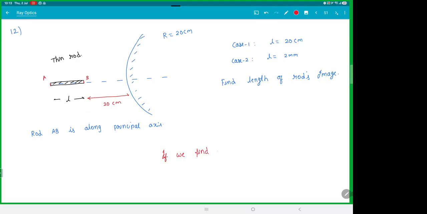So if you find the final images, if you find the images of A and B, then the images of other points must lie between them.